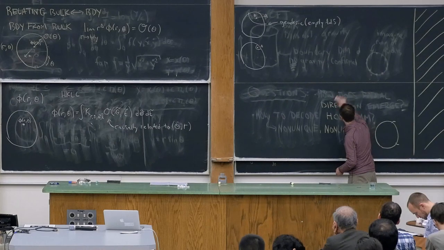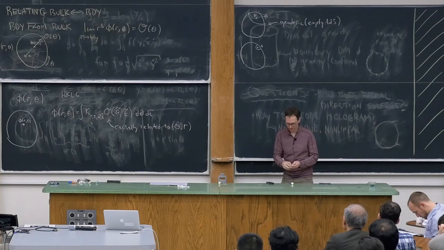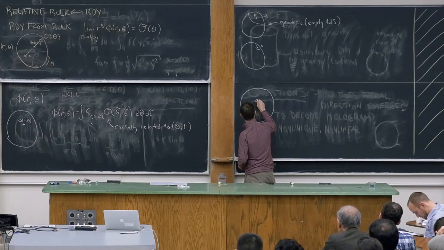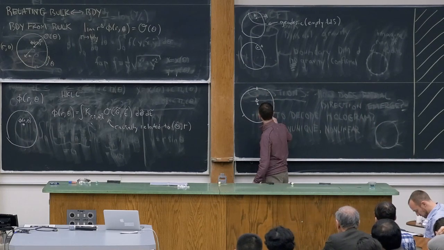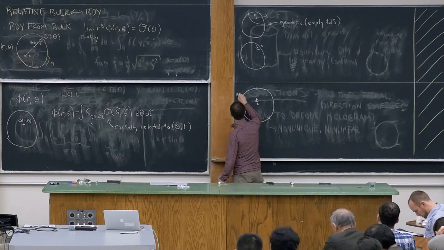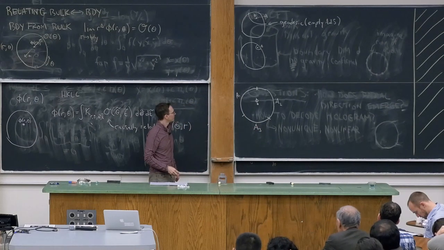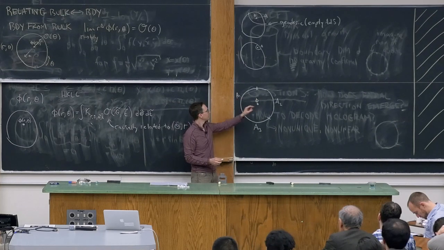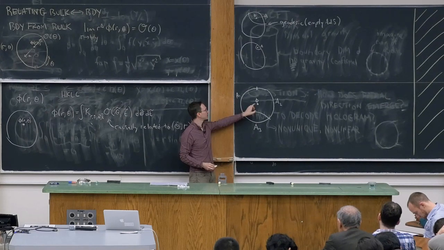Now, Almheiri, Dong, and Harlow made a little observation back in 2014. They said, consider the following situation. I'm going to put my observable right at the center, okay? And I'll cut the boundary into three pieces. I'll call them A1, A2, and A3. Then if I consider A1 and A2 together, the geodesic connecting their endpoints is this one, and phi is sitting inside the region defined by A1 and A2, right, sitting inside.